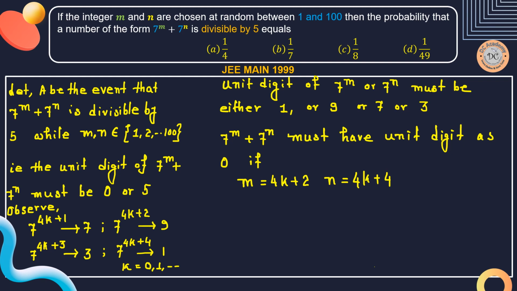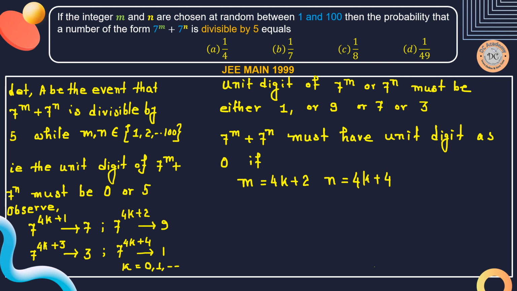Because 7, 3, 9, 1, right? Whatever way we add, 7 plus 9 is 16, 7 plus 1 is 8, 9 plus 3 is 12. So any other combination we make, we should not get 5. So therefore, only 0 is the possibility.